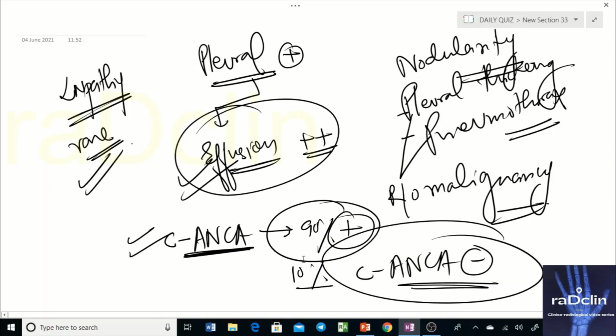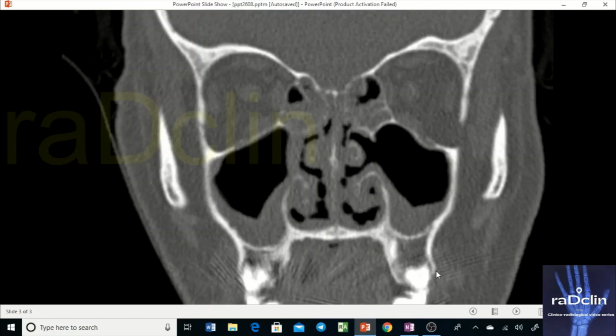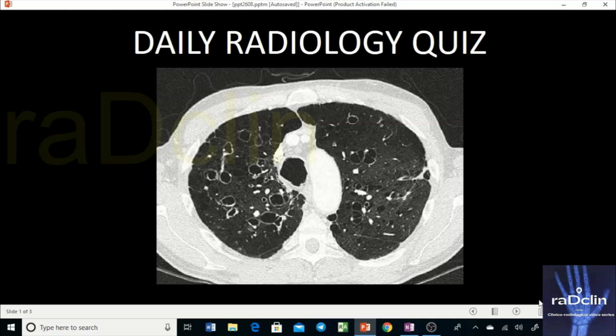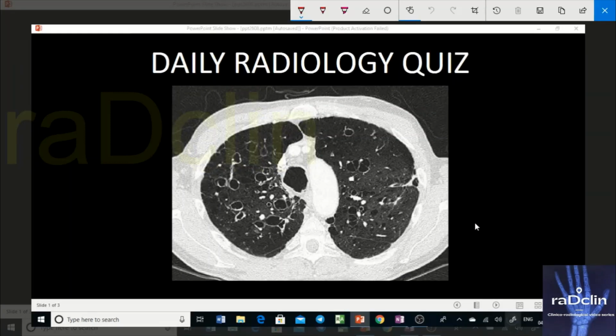Okay, so that was about Wegener's granulomatosis. The diagnosis that we asked for in the question is Wegener's granulomatosis, but I would like to rule out malignant etiology of this particular mass. Now, the next question that we have is this particular question, and I'll just briefly discuss this, because I'm going to put another question in the future, which will deal with the detail of these particular sorts of diseases.